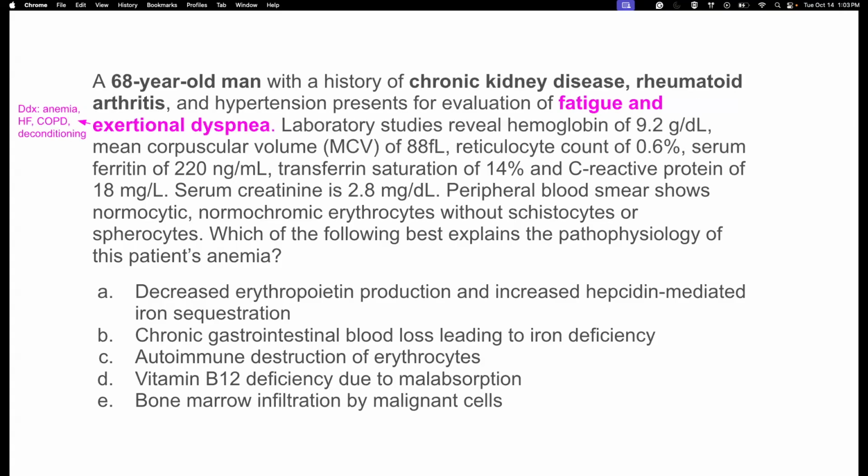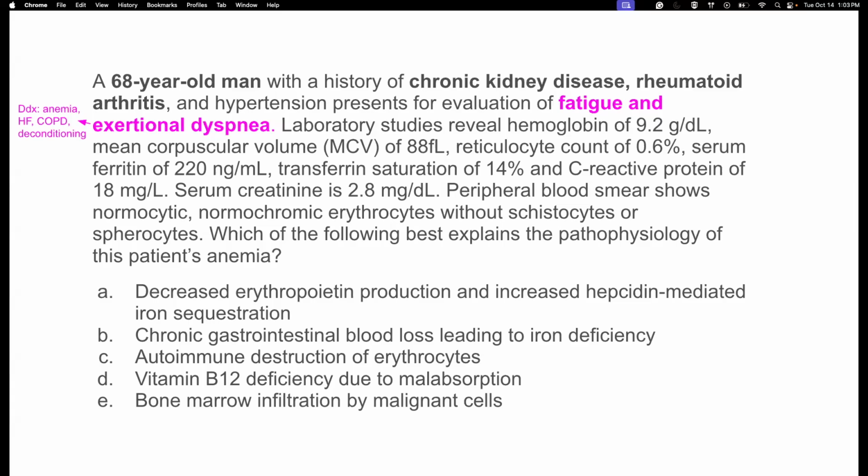So the first sentence reads, a 68-year-old man with a history of chronic kidney disease, rheumatoid arthritis, and hypertension presents for evaluation of fatigue and exertional dyspnea. So there's our chief complaint right there, fatigue and exertional dyspnea. And this is a broad chief complaint. Our differential includes things like anemia.